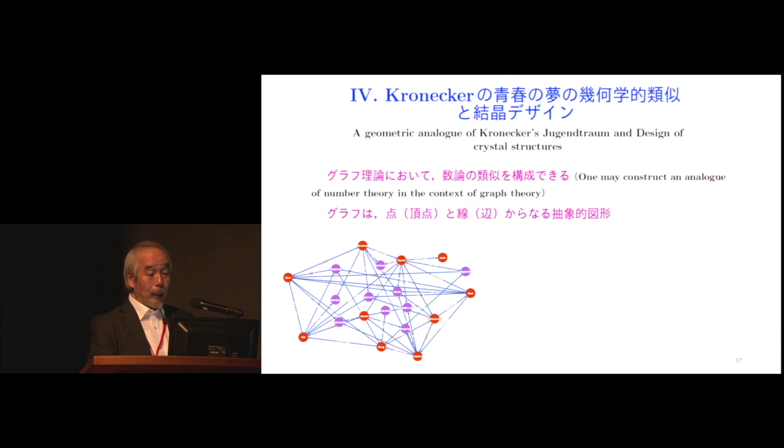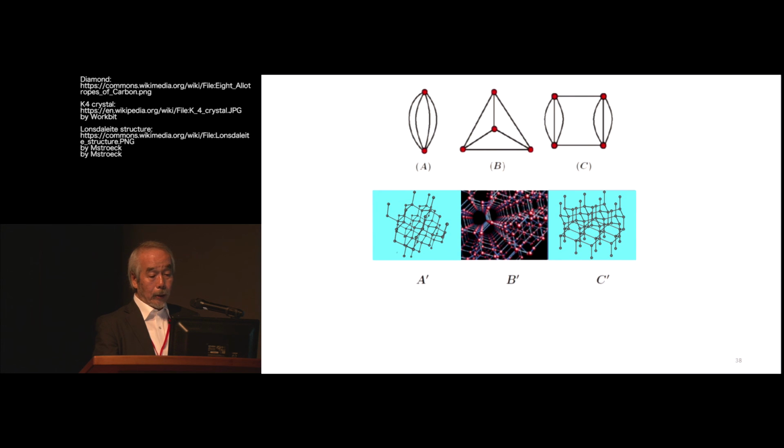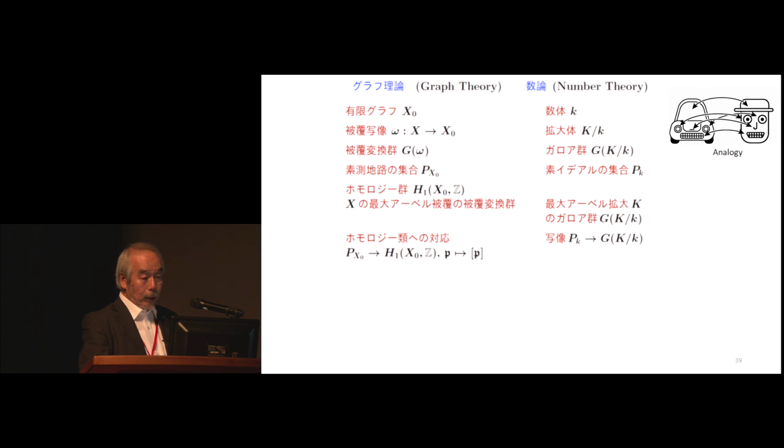And then this is related to the geometric analog of Kronecker's dream and the design of crystal structures. A crystal is a special form of graph. This is a finite graph example. The crystal structures are A dash, B dash, and C dash. In the natural world, A dash and C dash exist. This is Lonsdaleite, and this is diamond. There is an idea to describe this as a graph. This consists of vertices and edges.